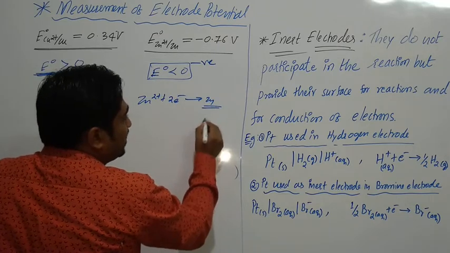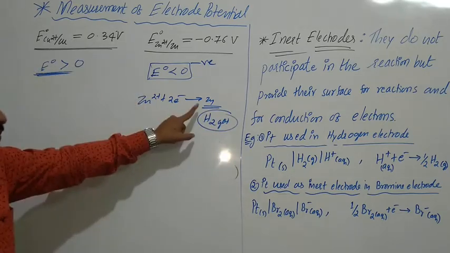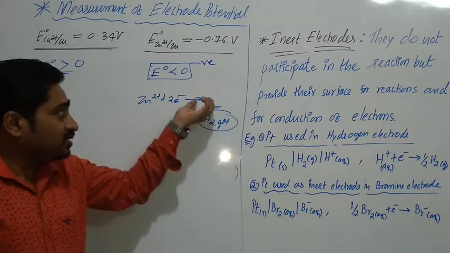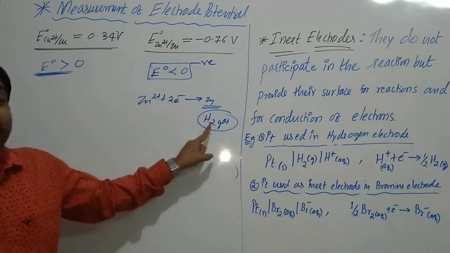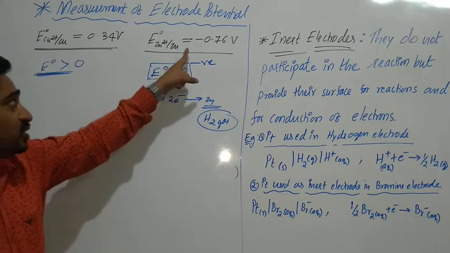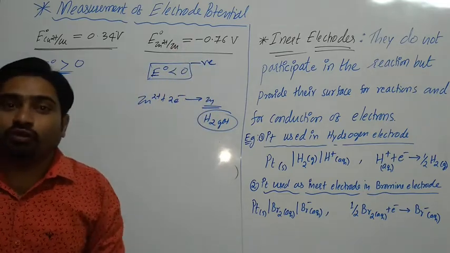This is less stable as compared with hydrogen gas. It means in the presence of hydrogen gas, zinc is oxidized. Zinc cannot be reduced in the presence of hydrogen gas. Because of that reason, zinc has an electrode potential less than 0, or a negative electrode potential.